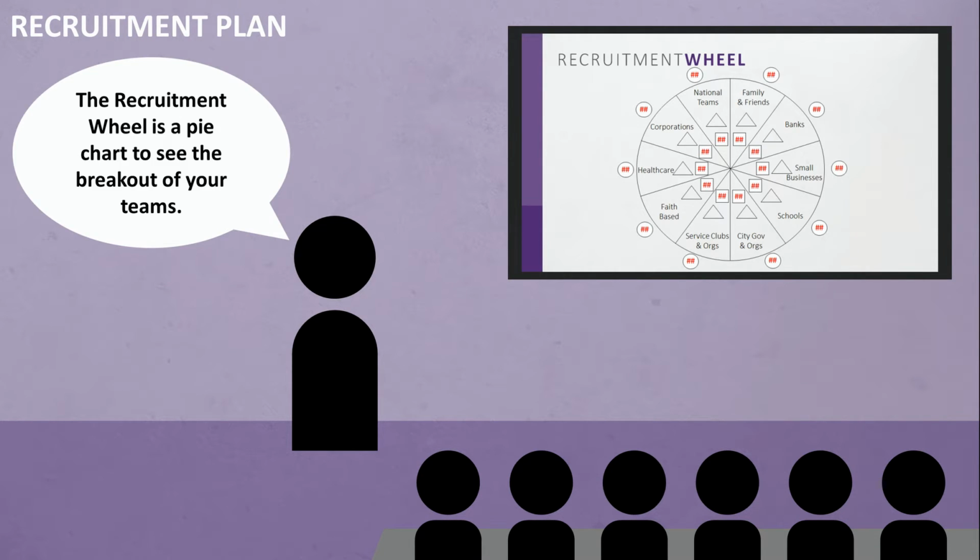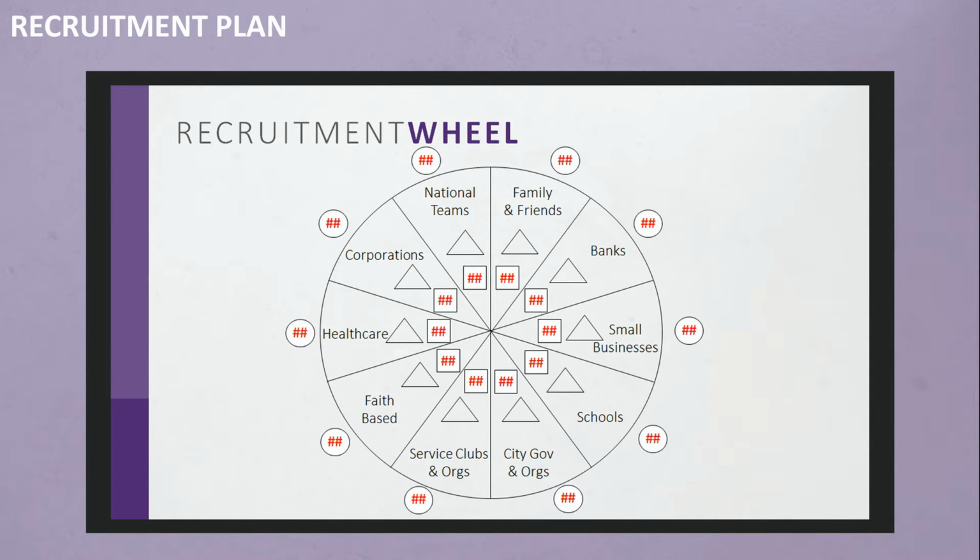The recruitment wheel is a pie chart to see the breakout of your existing teams and potential teams across a wide spectrum of categories. Within each section of the pie are 3 shapes. The square is the number of teams in each category for last year's relay. For example, if this community had 3 bank teams at their 2015 relay, they would put 3 in the square.